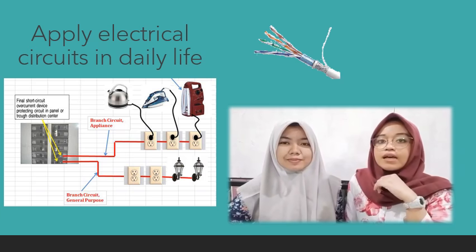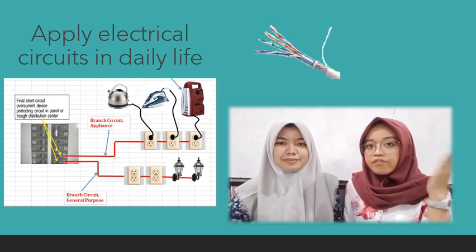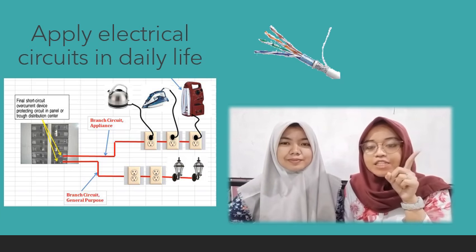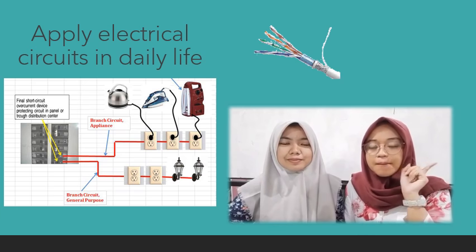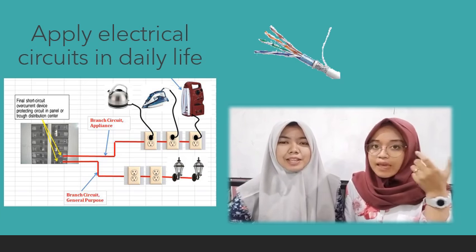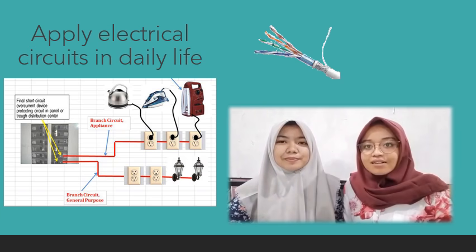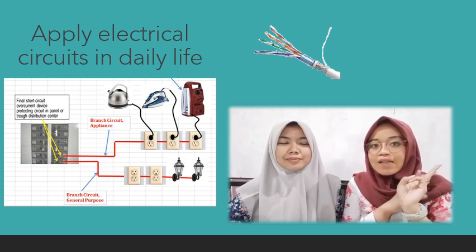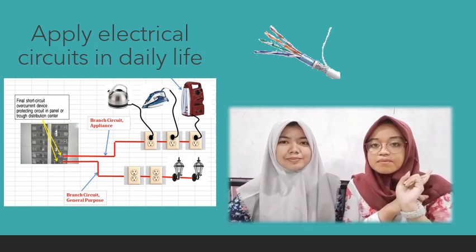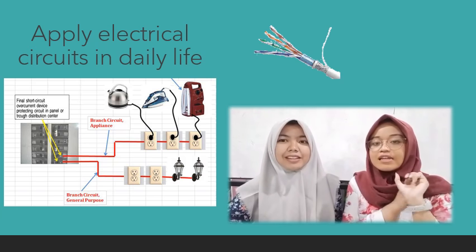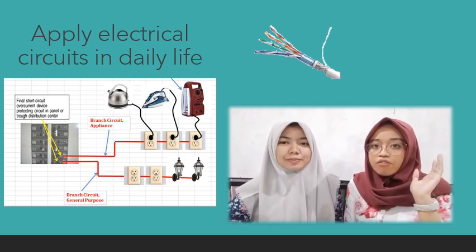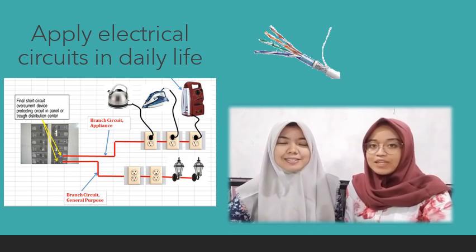And another benefit: when one lamp is broken, for example cannot turn on, the other 3 lamps or 2 other lamps are still on. Okay. That is the benefit of parallel circuits.